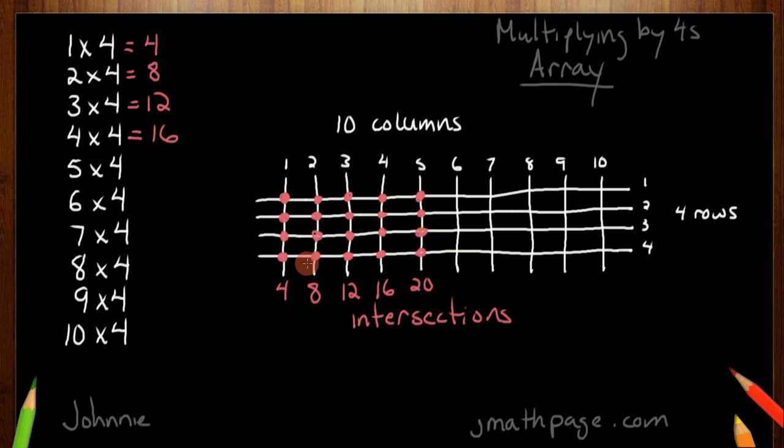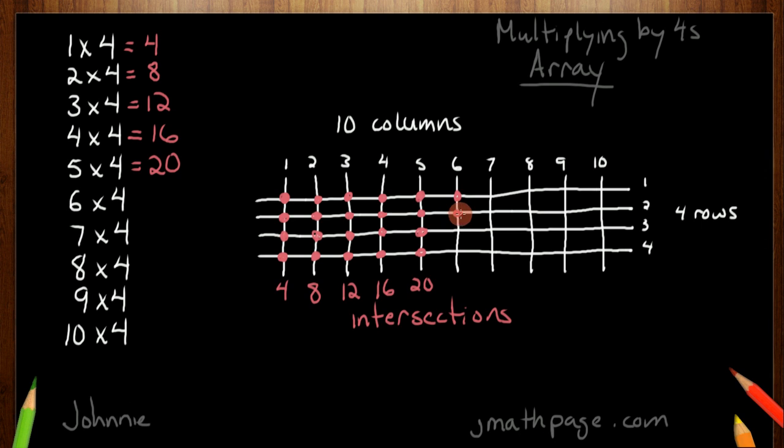So we have 20 intersections all here now. So let's look at this. 5 columns and 4 rows give us 20 intersections. So 5 times 4 equals 20. The next one, 6 times 4. 6 columns, 4 rows.